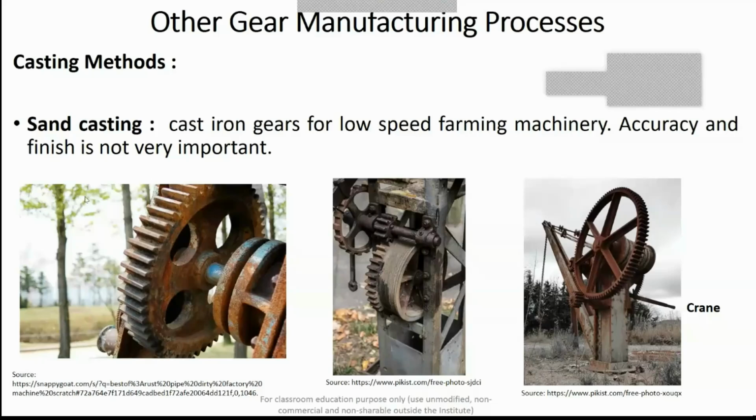And this is another big gear of very big size, but the shape is very simple. You can see the finish and accuracy is not a matter. It's not a point to consider. So sand casting is used to make cast iron gears for low speed applications, and accuracy and finish is not an important criterion.